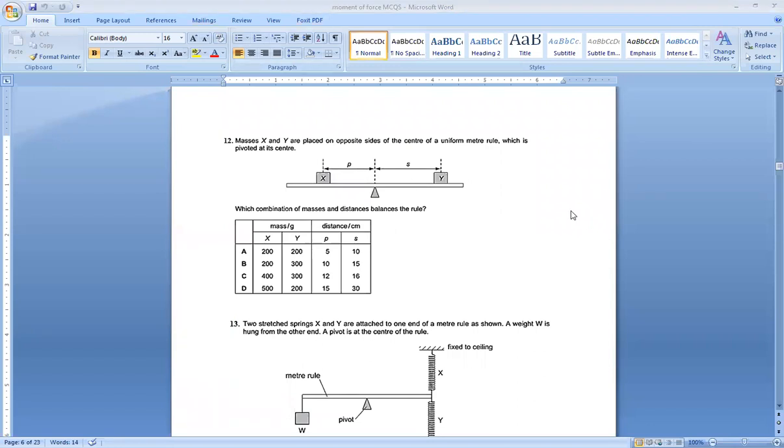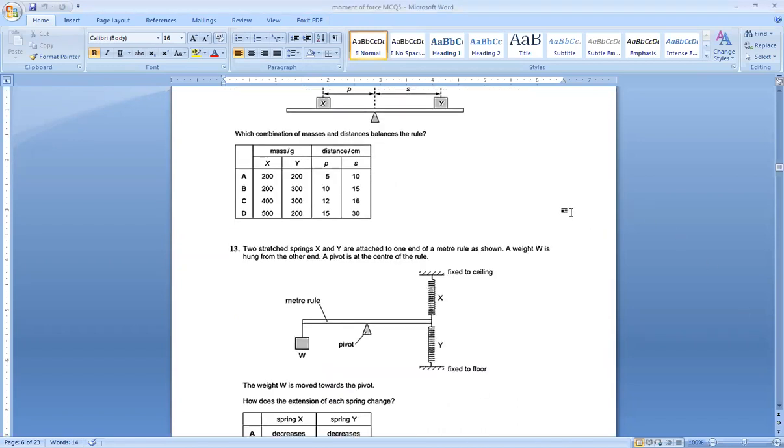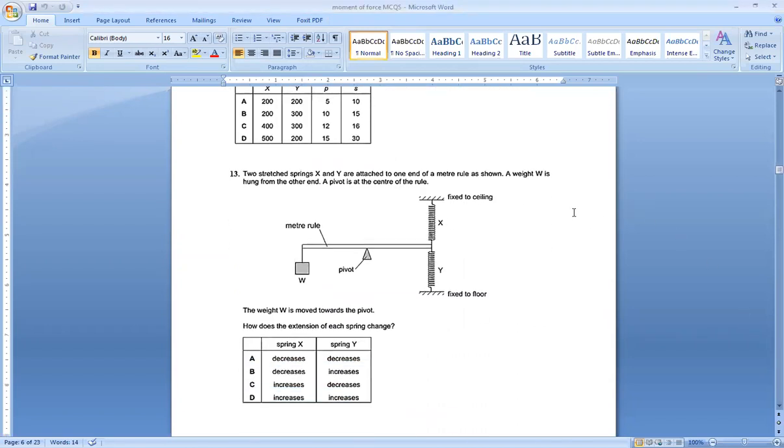Is c. Number 13, two stretched springs X and Y are attached to one end of a meter rule as shown. A weight W is hung from the other end. A pivot is at the center of the rule. Pivot is here, weight is at the left hand, and on the right hand we have two springs. The weight is moved towards the pivot.